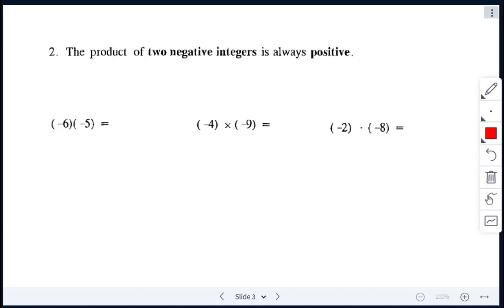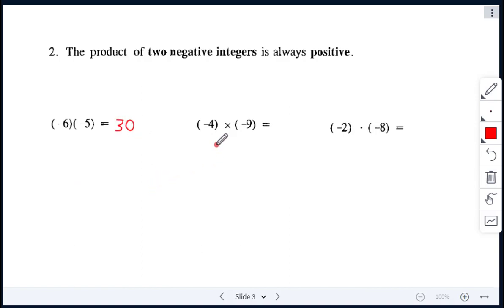Our next rule is the product of 2 negative integers will be positive. So here we have negative 6 times negative 5. So again, it's brackets next to brackets. There's no operation in between here. So that means it is multiplication. All right, so negative 6 times negative 5, which gives me positive 30. And I'm just going to write it as 30.